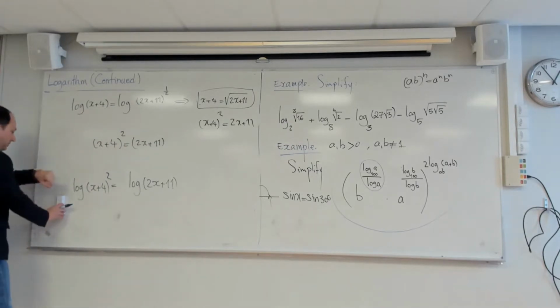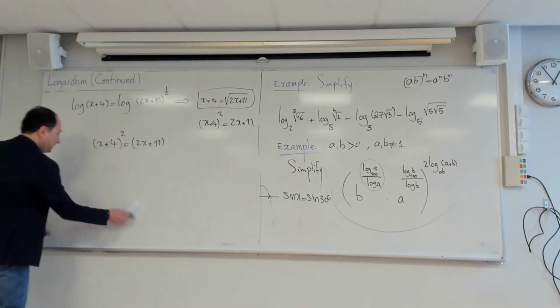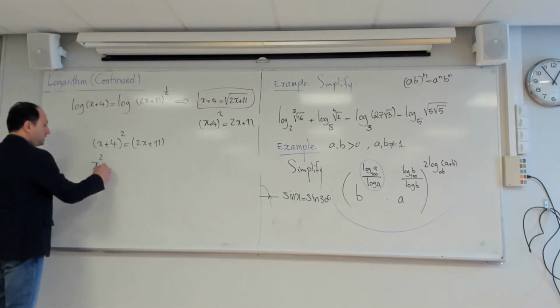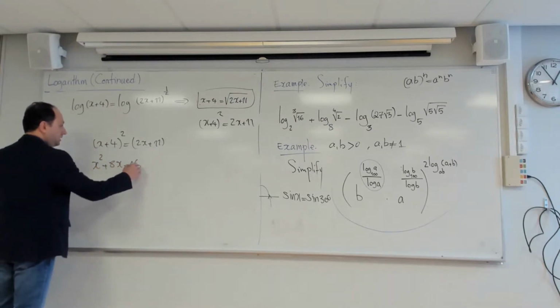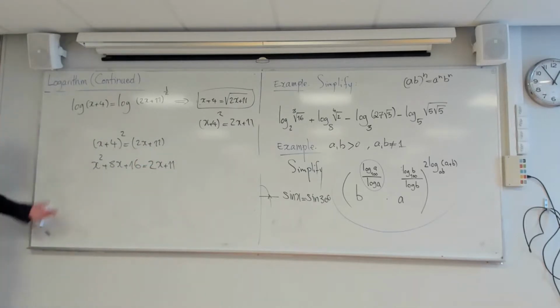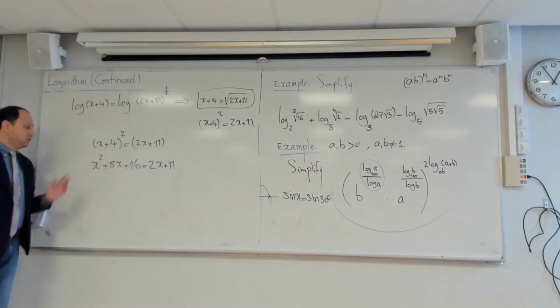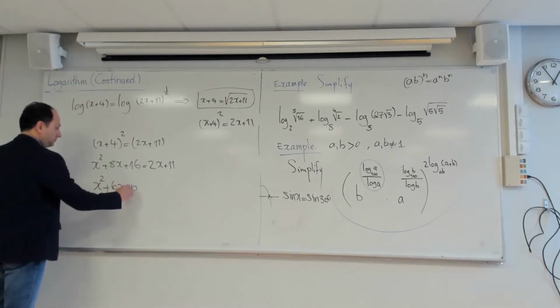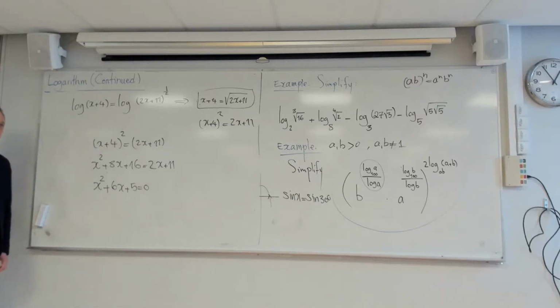Let us solve this problem. I have 2 or 3 minutes left. Okay, so if I raise it to power 2, it becomes what? X squared plus 8x plus 16. On the right-hand side, I have 2x plus 11. What should I do? I have to move everything to the left. What is the answer? And then you need to solve this equation and find the answers.